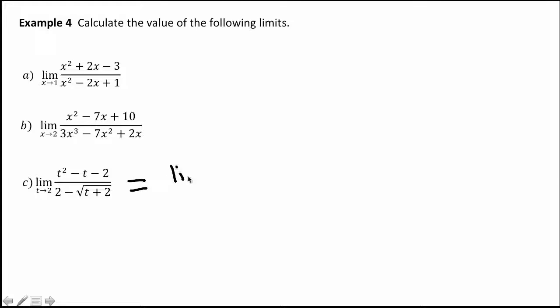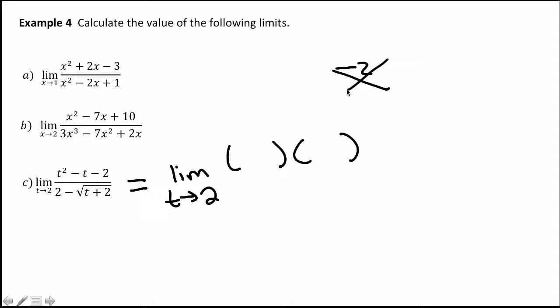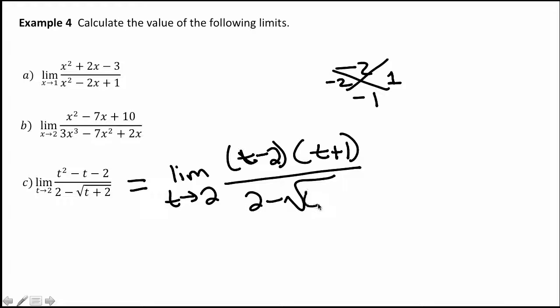So the numerator, factors of negative 2 that add up to negative 1, which in this case is negative 2 and positive 1. So we have t minus 2 and t plus 1. Now we're going to try to multiply by the conjugate here, top and bottom.